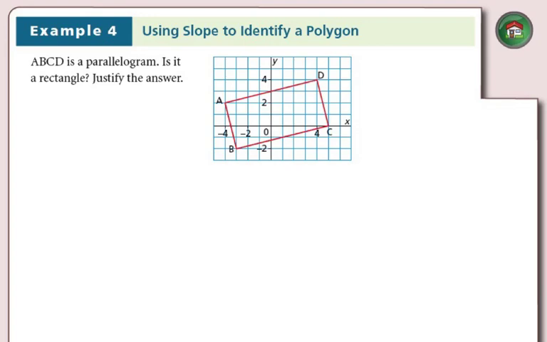4 sides. All of them cross at 90-degree angles, which means that you have to have 2 sets of parallel sides. So AD here would have to be parallel to BC. Likewise, AB would have to be parallel to DC.